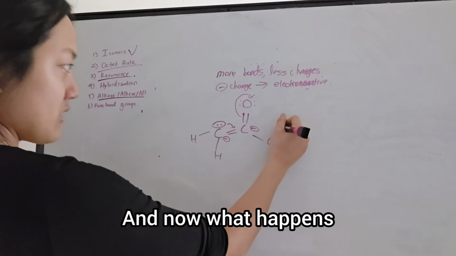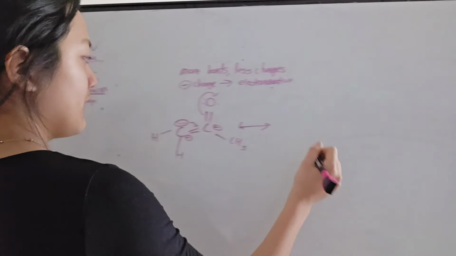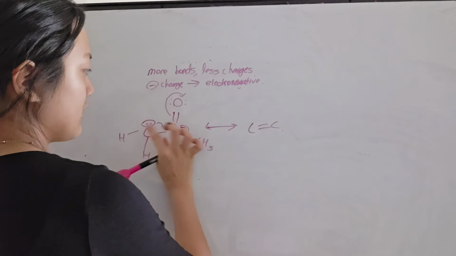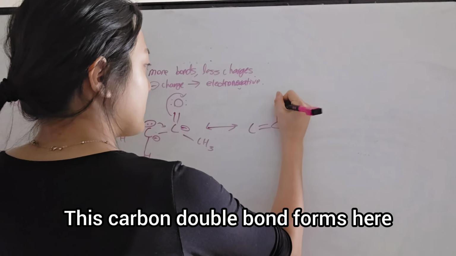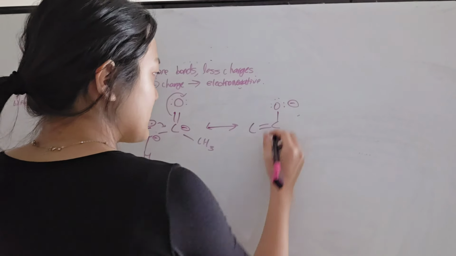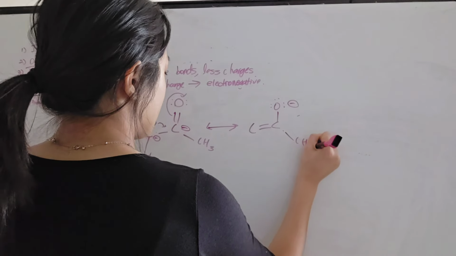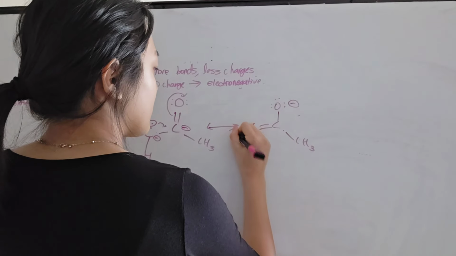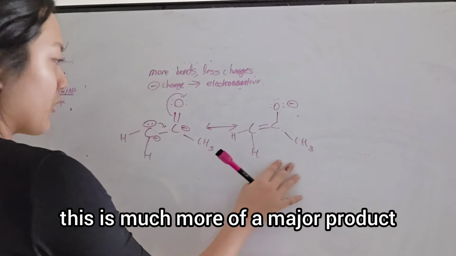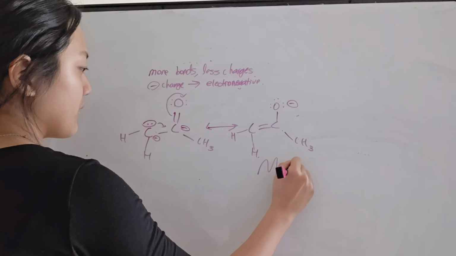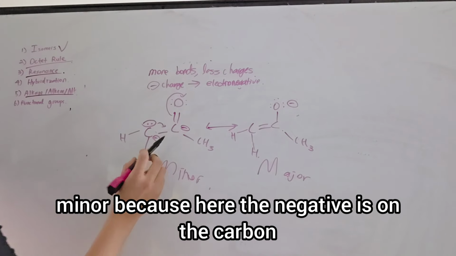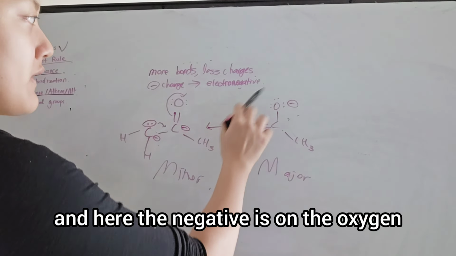And now what happens is that the carbon double bond forms here. Let's erase this. This carbon double bond forms here. Oxygen becomes like this. Now it's negatively charged. And CH3, H, like this. Now, this is much more of a major product, and this is the minor one, because here the negative is on the carbon and here the negative is on the oxygen.